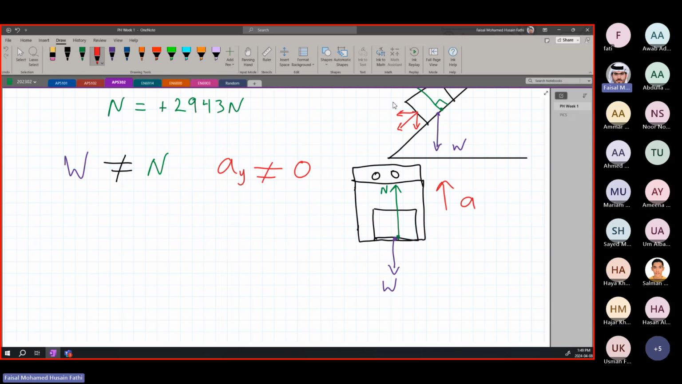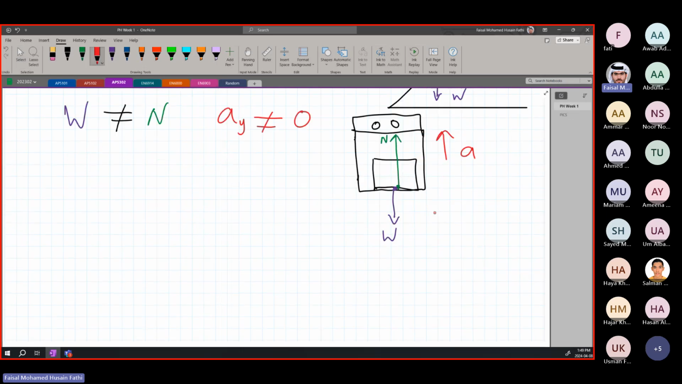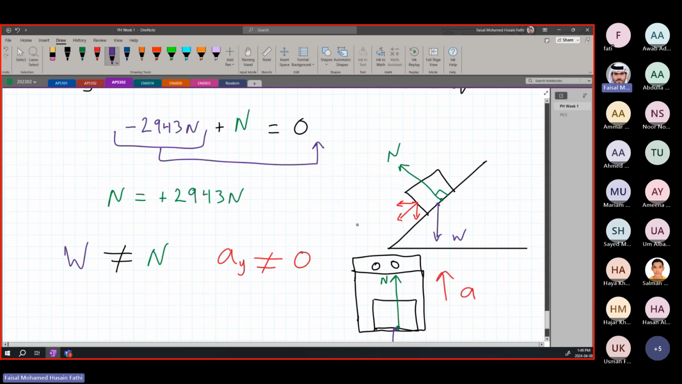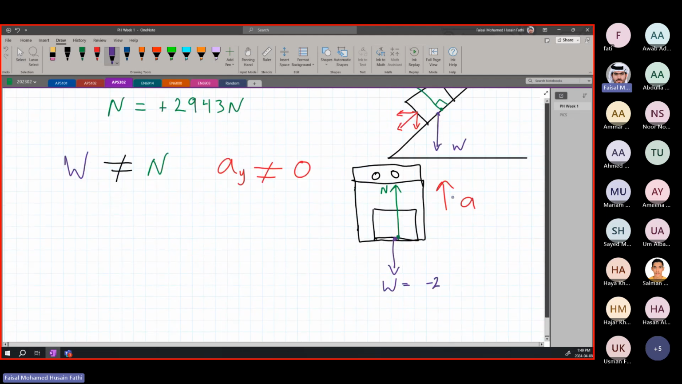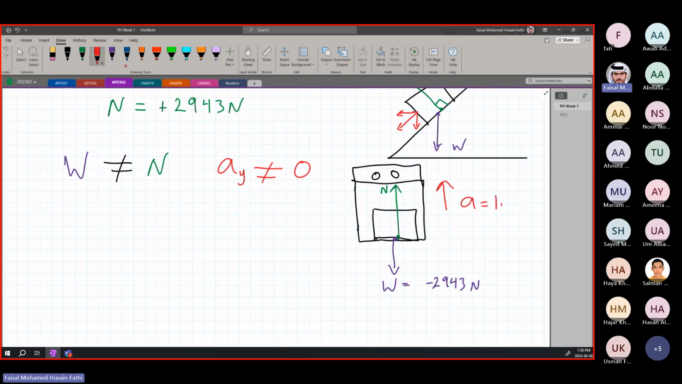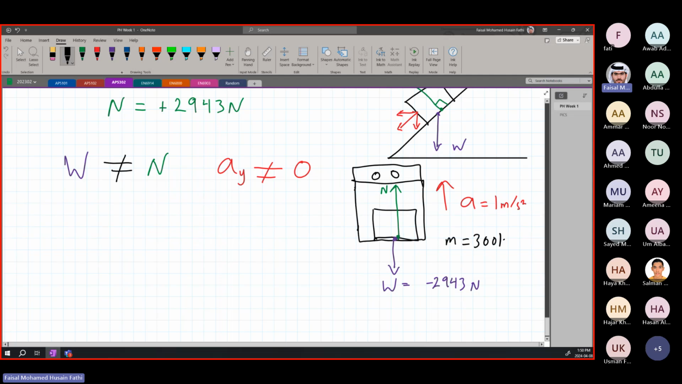So let's solve this example. Let's say that the weight is the same weight as we have, the same box. So the weight is minus 2943 newtons. And we have an acceleration, a small acceleration of 1 meter per second squared. Very basic small acceleration. So we know that the mass of the box is 300 kilograms. M is equal to 300 kilograms. And we are saying up is the positive y direction. All right.